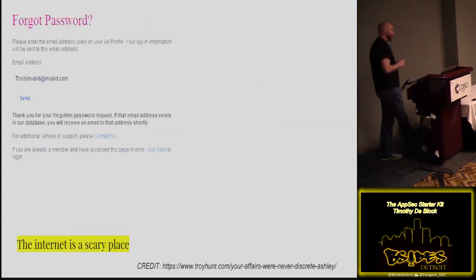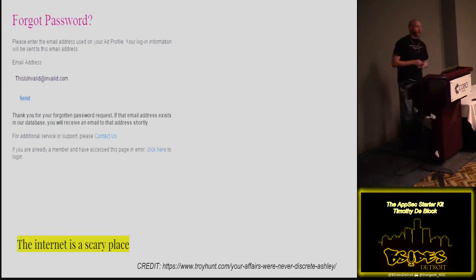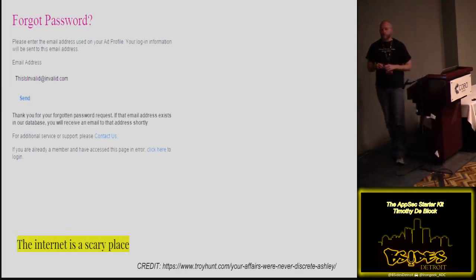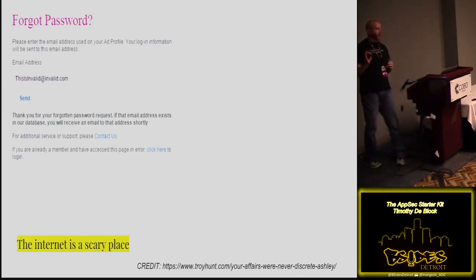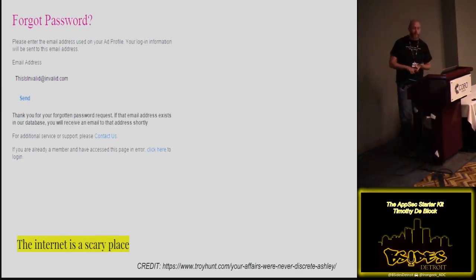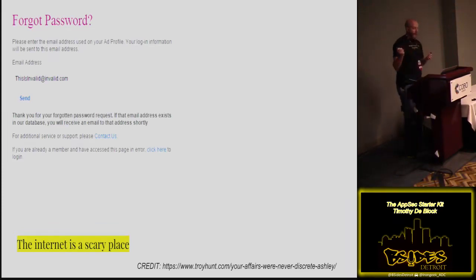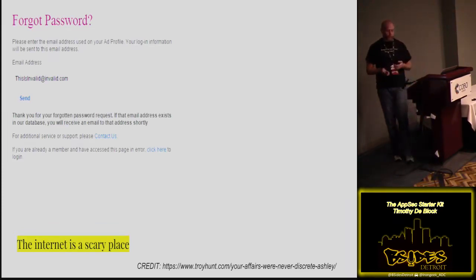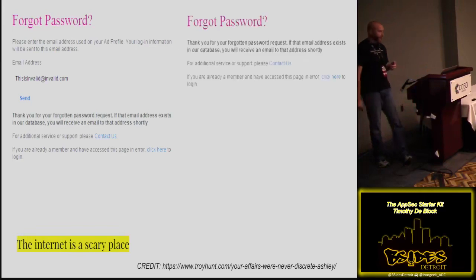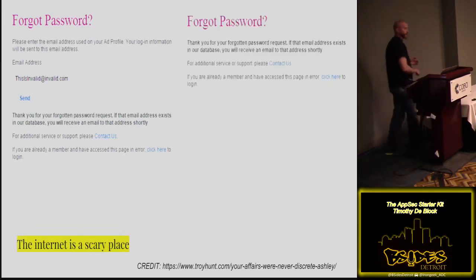But one of my favorite ones is the Ashley Madison breach. We will focus on scanners, but there are other things to take into consideration with the website. Are they handling sensitive information properly? Are they handling passwords? User enumeration is a big thing as well. So this is Ashley Madison's forgot password page. Can you spot the difference?